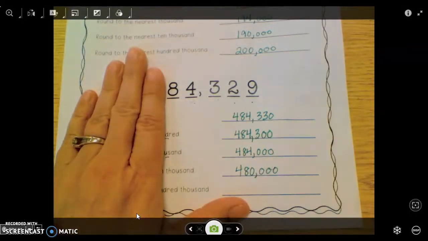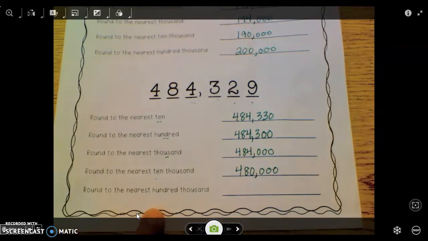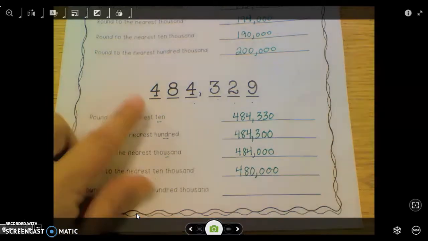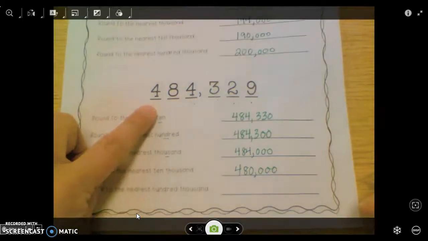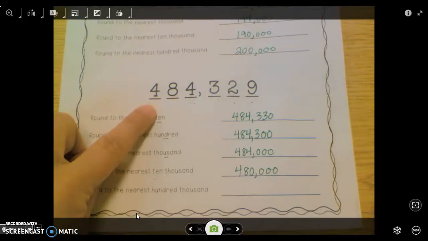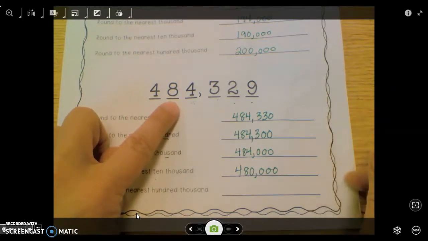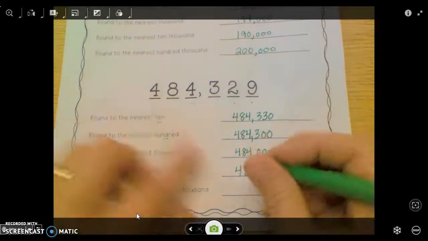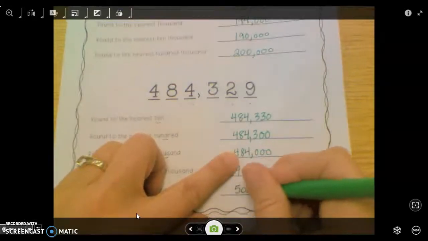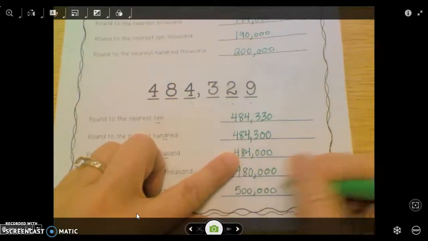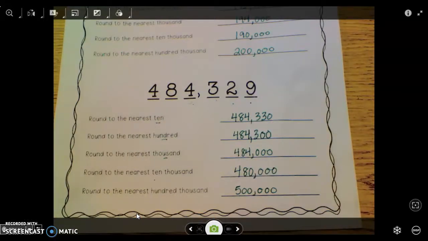Okay, last is our 100,000s place, and that is our leading digit. So is 484,329 closer to 400,000 or 500,000? Well, this is 80,000, so I know that 50 is halfway, and this is more than halfway. So I'm going to round to 500,000.